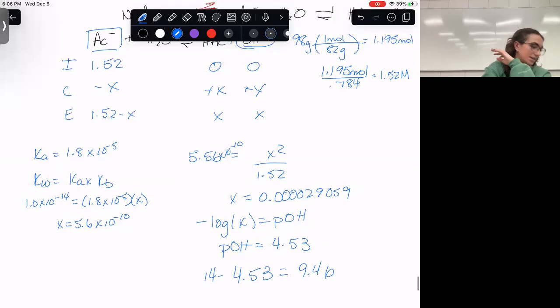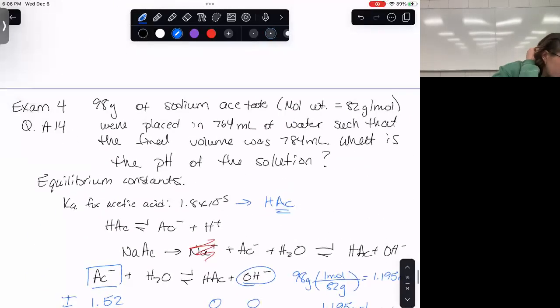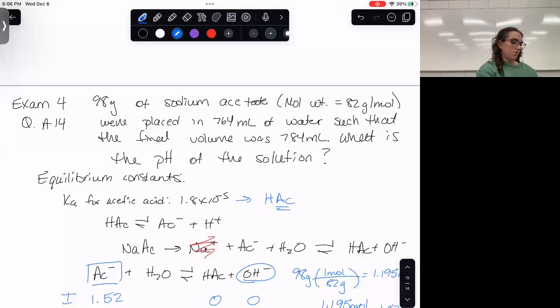Yes, like how we get to what's happening. Yep. So you kind of have to think about it in two solutions, right? You have this 98 grams of sodium acetate. So you have the salt version of sodium acetate, and you're going to put it in water and mix it up.